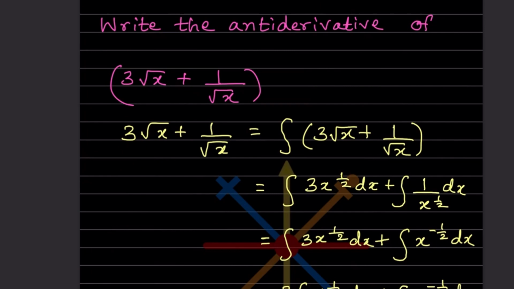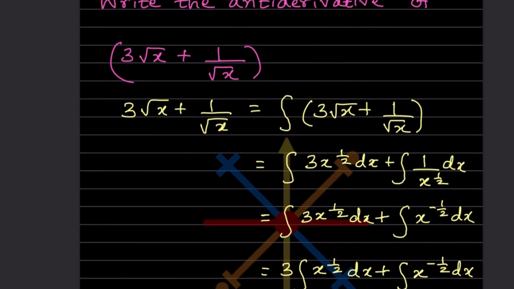Then we'll write the antiderivative of 3 root of x plus 1 by root of x. So now look here, this is the same thing that I wrote here. So here we will take the integration of this one. We just put an integration sign and the same thing over here. So now this root of x can be written as x raised to 1 by 2. So here we will make it separately. We'll consider this as 3x raised to 1 by 2 dx plus, for this one again, we'll make an integration sign, meaning this is separate, this is separate. So 1 by, again root x is x raised to 1 by 2. So that is in the denominator.